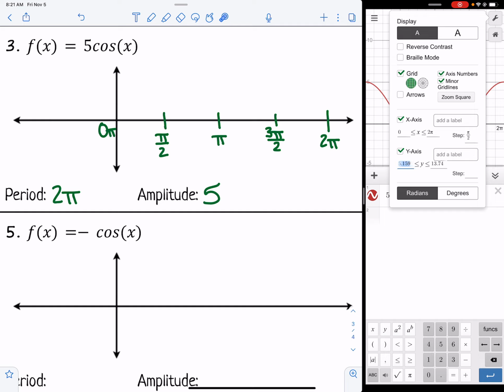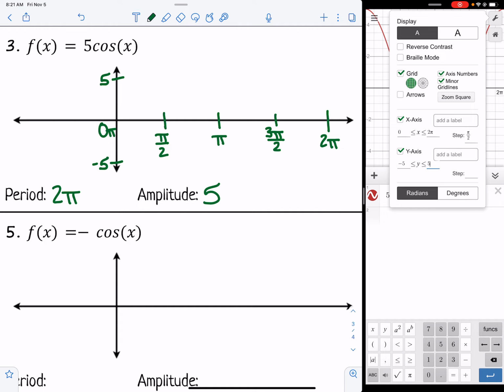And then for the y-axis, use your amplitude to set that up. So your amplitude is how far you're going to need to go up on the y-axis. So I'm going to put 5. And negative 5 is how far I'm going to need to go down. So just make that your smallest y-value is negative 5. Let me make sure it got the negative. There we go. Negative 5. And your highest is positive 5.